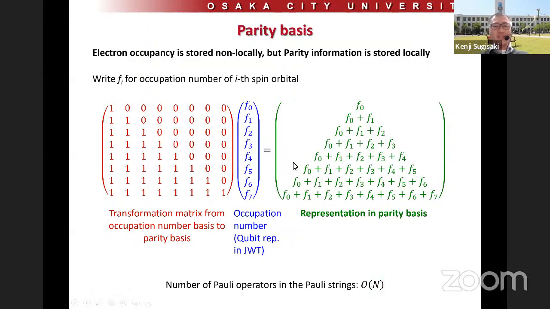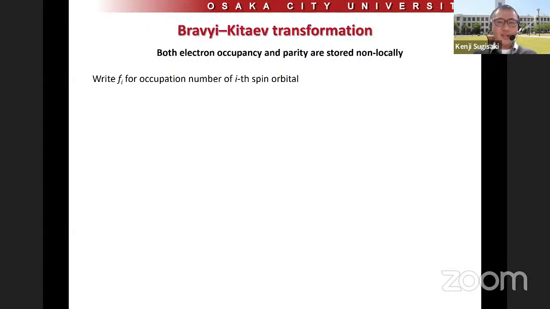So in the Jordan-Wigner or parity basis, one of the electron occupancy or parity information is stored locally, and the other is stored non-locally. So how about thinking about an approach where both the electron occupancy and parity information are stored non-locally? This is known as the Bravyi-Kitaev transformation. In the Bravyi-Kitaev transformation, both electron occupancy and parity information are stored non-locally.